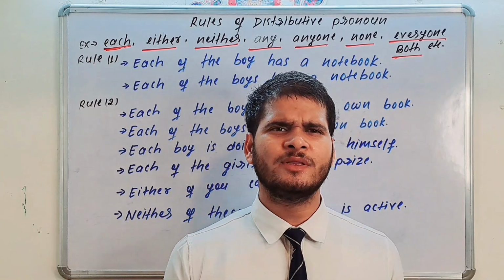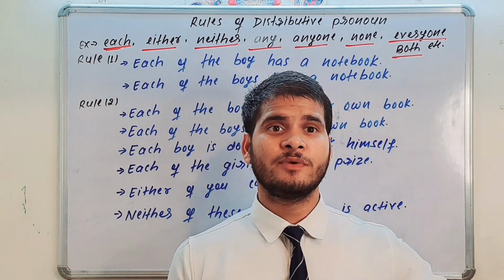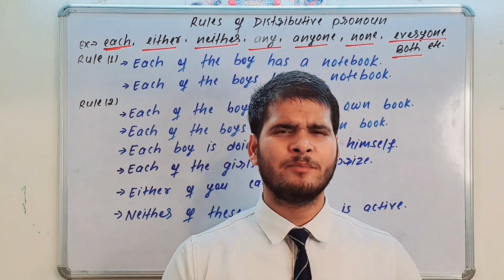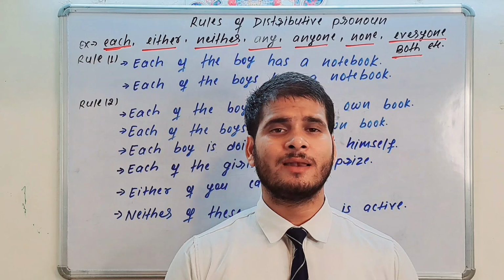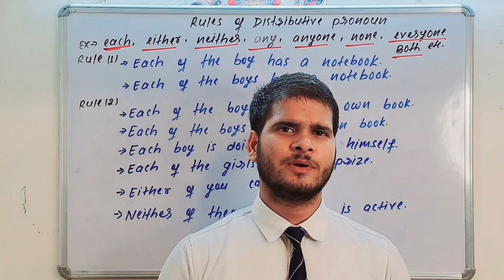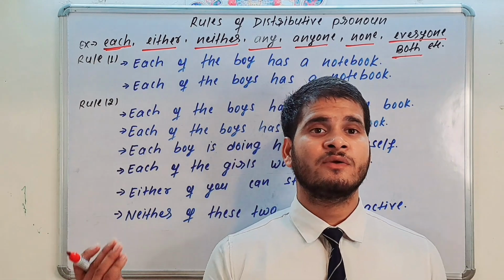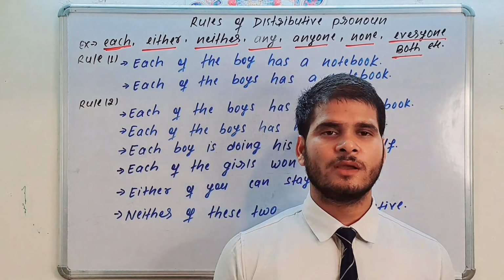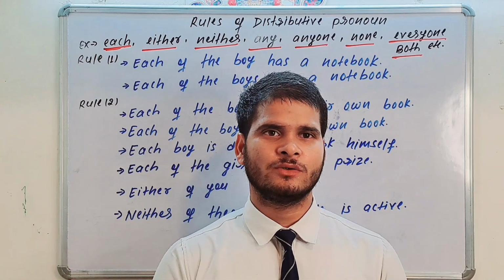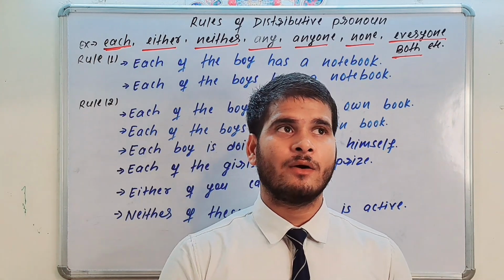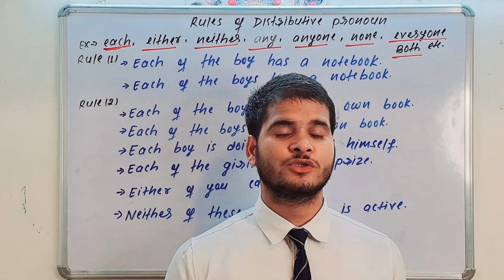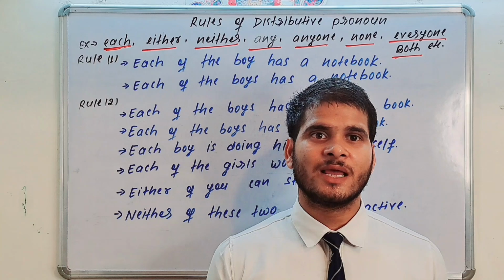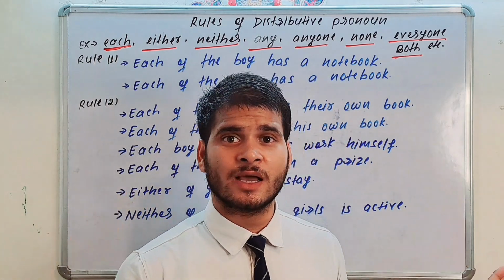I have told you everything about distributive pronoun, its use and its meaning in a sentence, in the previous video. Go and watch that video and learn complete distributive pronoun. But here in this video you're gonna learn a few rules related to distributive pronoun, and that is most important. The first rule, as I told you: a plural noun or plural pronoun is used after each of, either of, neither of. Now understand the first rule through some examples.